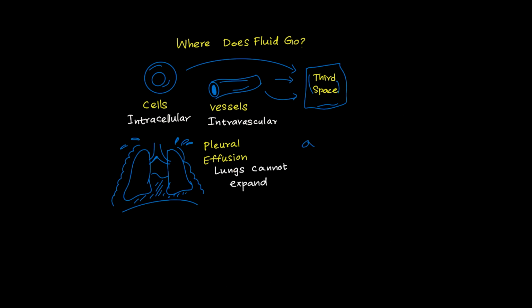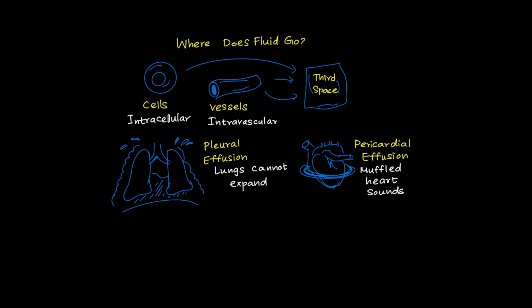This patient shows two classic third space collections. Fluid in the pleural cavity limits how much the lungs can expand, causing dyspnea. Fluid in the pericardial sac muffles heart sounds because the beats are now happening inside a water balloon. Both are predictable after major abdominal surgery when inflammation, protein loss, and fluid shifts pile up.